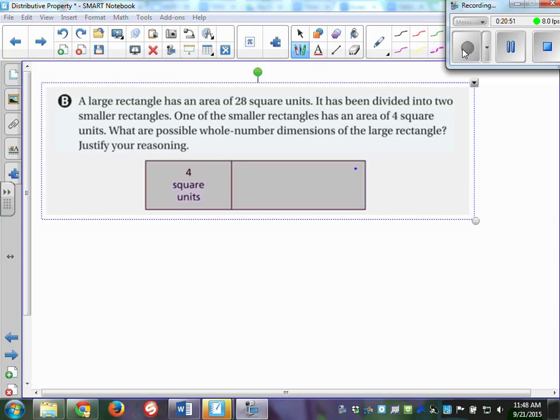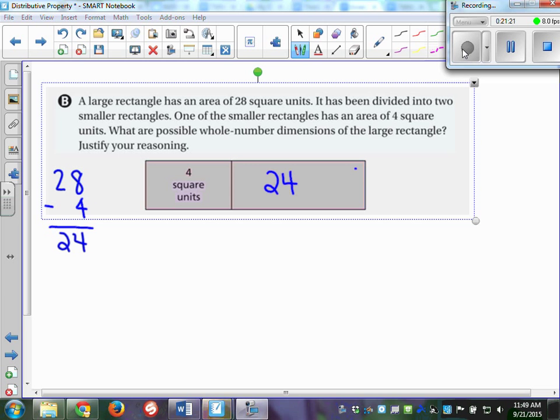Oh, 4 times 28, you say? Oh. Well, we know that if we look at this whole thing, the whole thing is 28, right? And we already know that this is 4 square units right here. So what's going to be the area of this part right here? We have 28. We're going to take away 4 because we already know about 4 of them. Yeah, 24. So this one right here is going to be 24 square units.